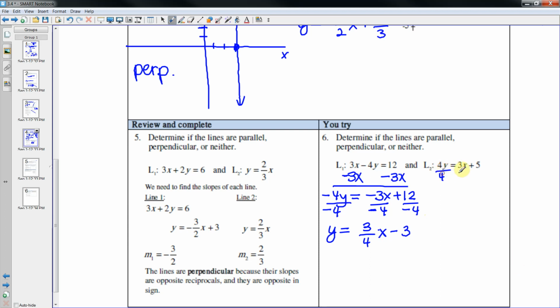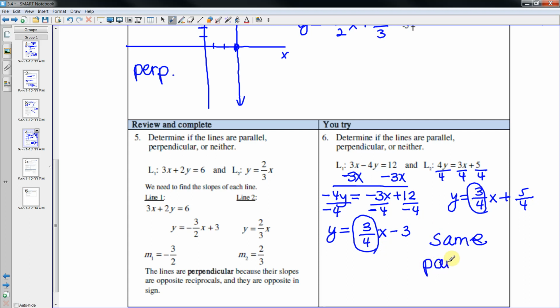On this one, I just need to divide everything by 4. So y equals 3/4 x plus 5/4. Now you can see I've got 3/4 x, 3/4 x, so 3/4 is the same slope. They're the same exact number, same sign, same fraction, so that means they are parallel. Those are parallel lines.